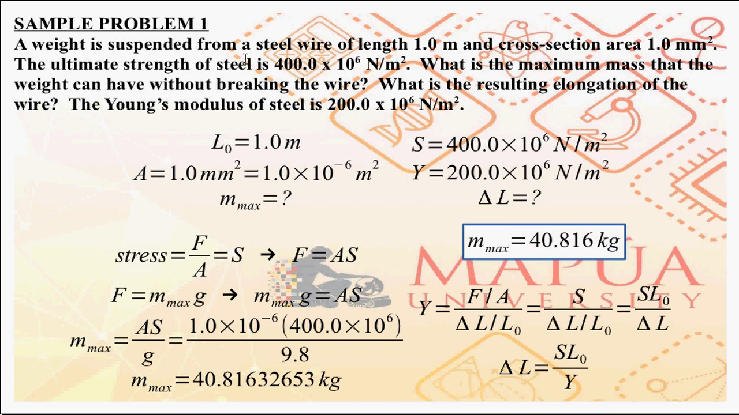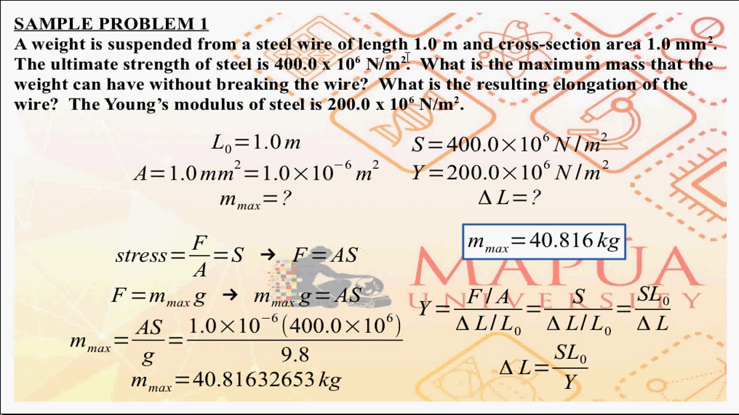A weight is suspended from a steel wire of length 1 meter and cross-section area 1 millimeter squared. The ultimate strength of steel is 400 times 10 to the 6th power Newton per meter squared. What is the maximum mass that the weight can have without breaking the wire? What is the resulting elongation of the wire? The Young's modulus of steel is given to be 200 times 10 to the 6th power Newton per meter squared.